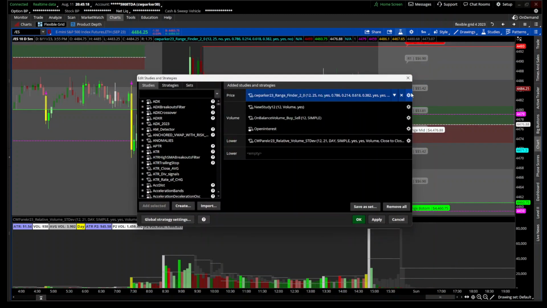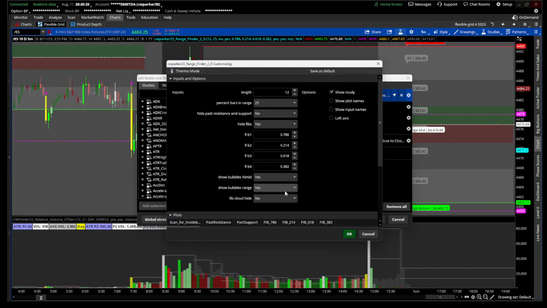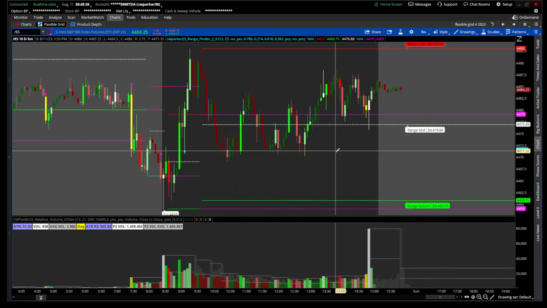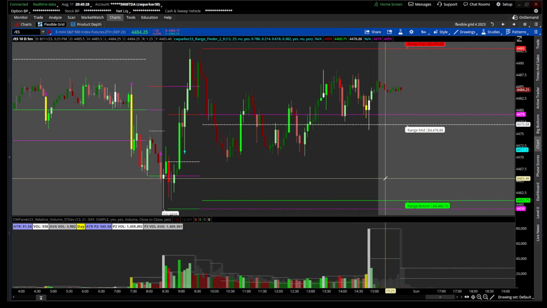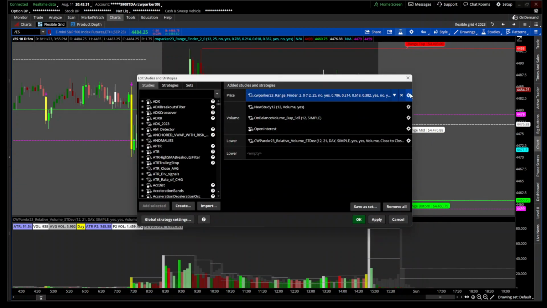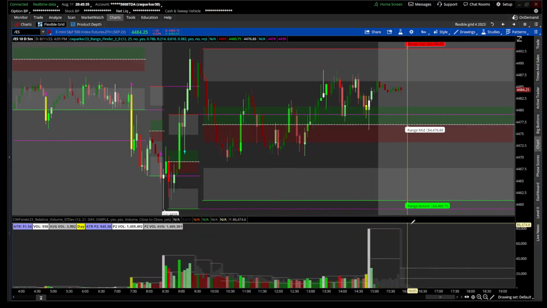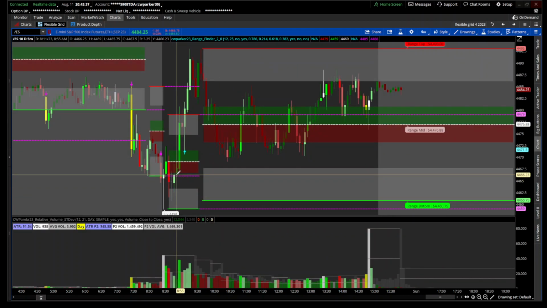So those are the features of the indicator. I'm going to cut those bubbles off, and if you don't find this cloud useful and you just want the ranges, you can cut the clouds off as well. Usually when I create my indicators, I try and make them fully customizable for anyone to use or make changes how you see fit.